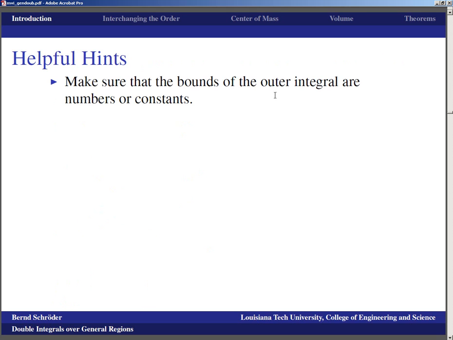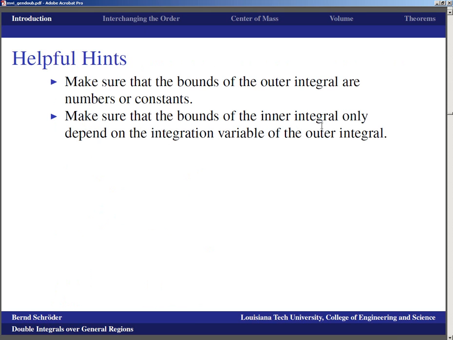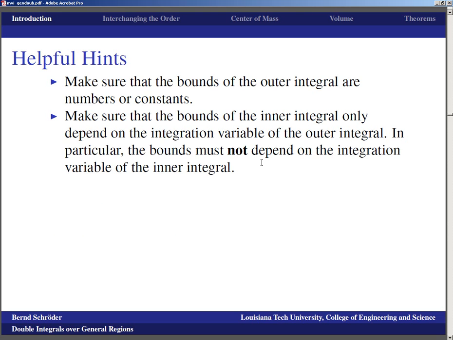Some helpful hints: you want to make sure that the bounds of the outer integral are numbers or constants, right? Because the outer integral cannot have bounds that depend on integration variables. You want to make sure that the bounds of the inner integral only depend on the integration variable of the outer integral. They cannot depend in particular on the integration variable of the inner integral. These are things that ultimately will come very natural, and you may already be insulted by me telling you things that look quite obvious to you, and if they do, congratulations. Basically, we're slowly getting used, one more time, to working with integrals that have variable bounds, and so there are certain things that can't happen. The bounds of an integral cannot depend on the integration variable, the dummy variable.